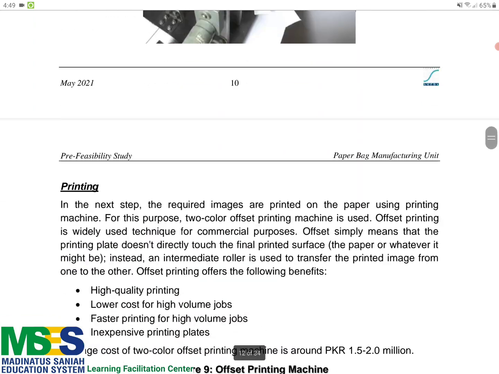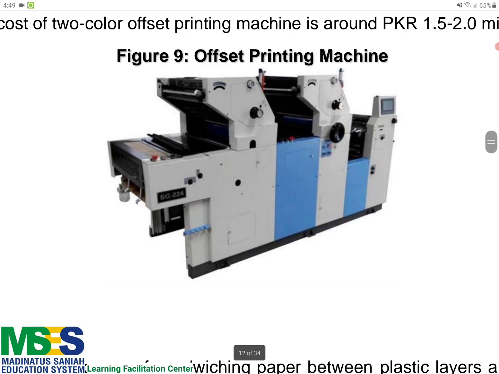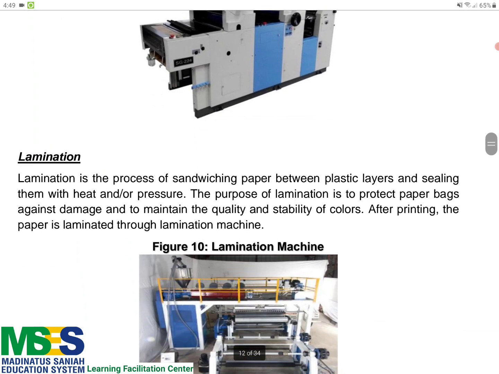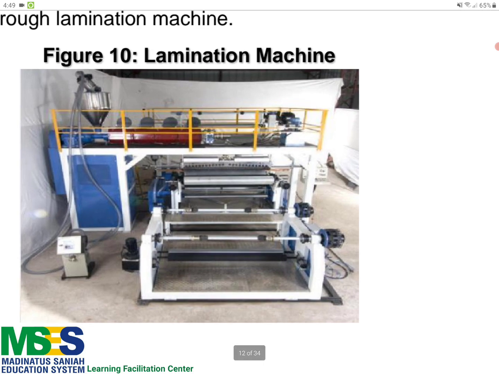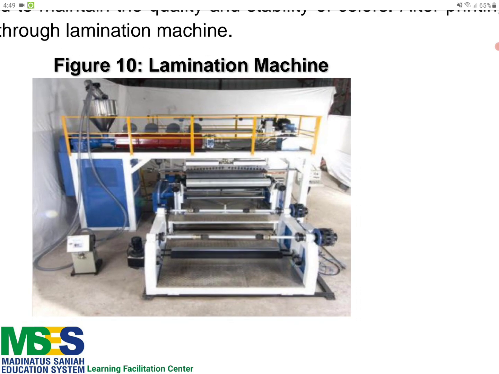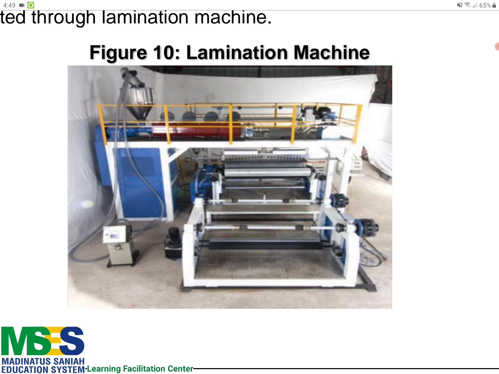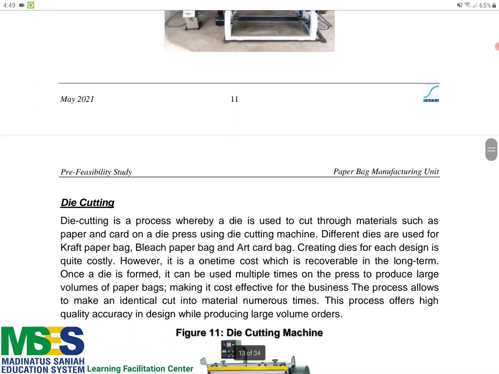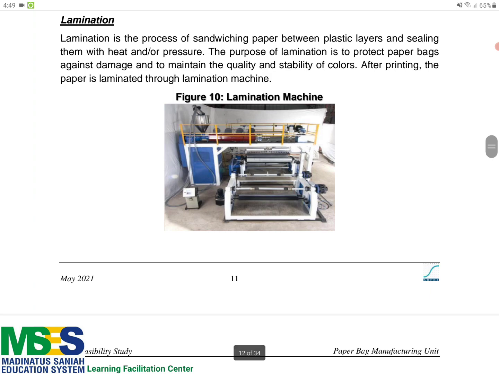Then can you show us the printing machine? The printing machine is like a printer, a huge printer that prints the paper. Can you show us the lamination machine? Yes, it is on a line. The lamination machine puts a layer of plastic on the paper. Liquid plastic is poured into that machine and it is spread over the paper to form the sheet.